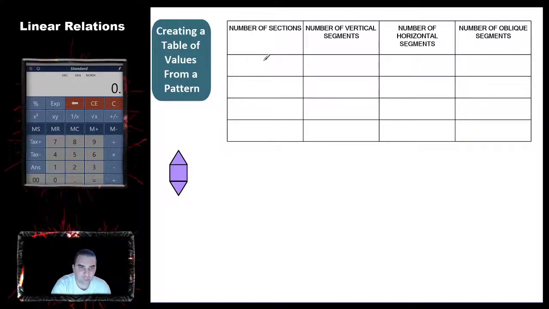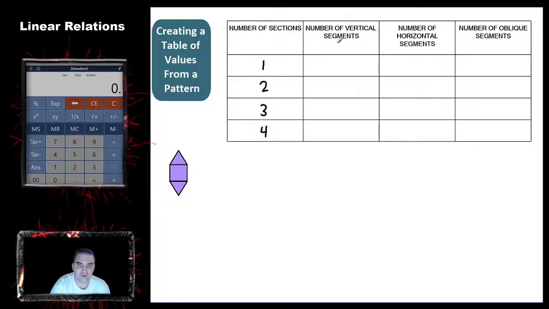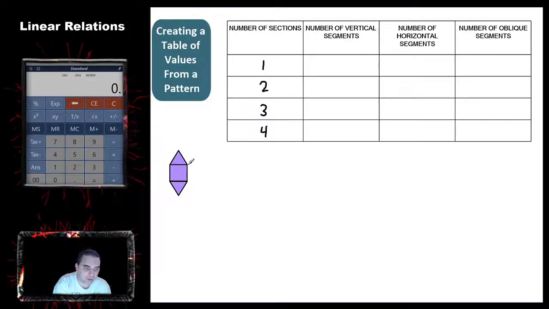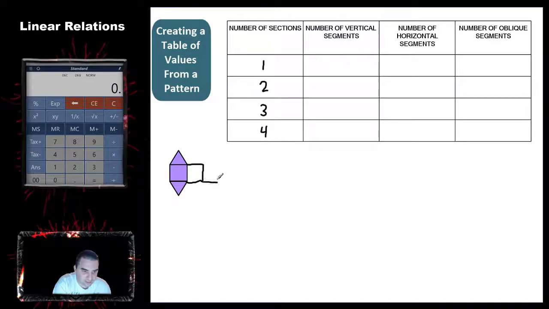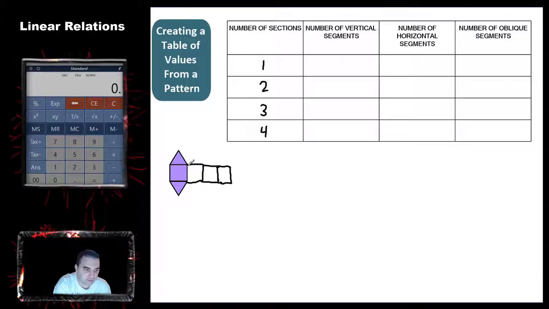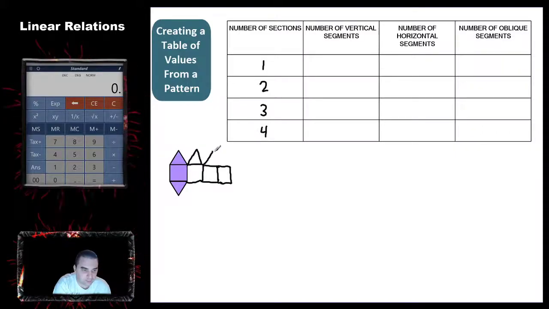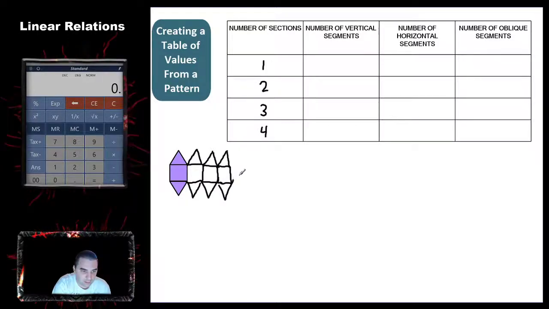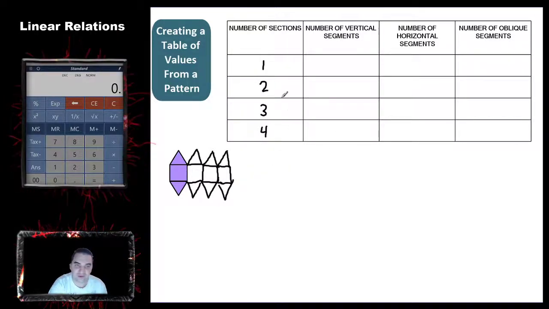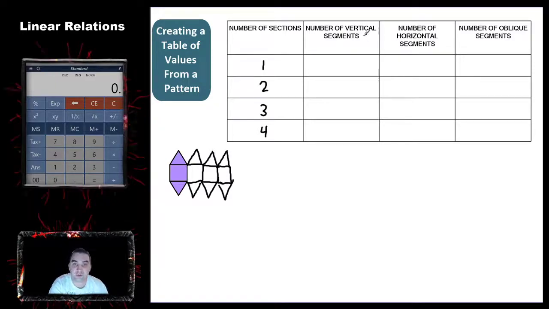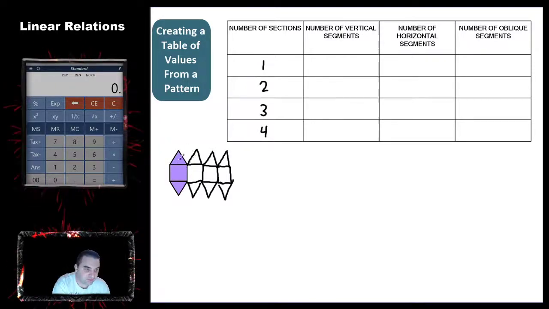So let's say there's 1 section, 2 sections, 3 sections, or 4 sections. The number of vertical segments. I'm going to have to draw this out really quickly because it'll make it a little easier to see. All right, so we have 4 sections here. Number of vertical segments in one section: if there's just one section like this, we have 2 vertical lines.